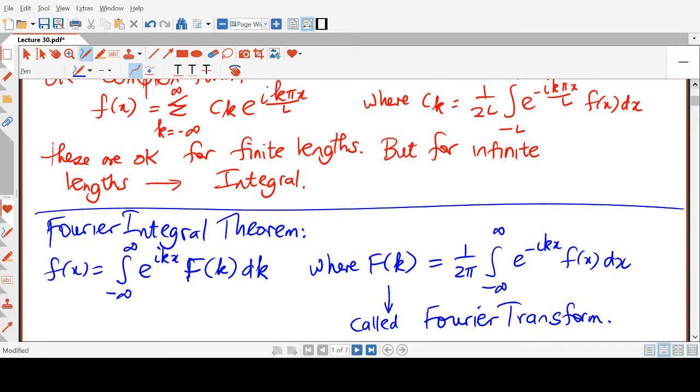So if we give you some function, f of x equal to 10x, and we ask you to work out the Fourier transform, you plug in 10x e to the minus i kx, crank out the integration using integration by parts, plug in these limits, or whatever limits are given in the problem, and then you get the F of k. Plug that into this, and that will be representing this function as an integral.